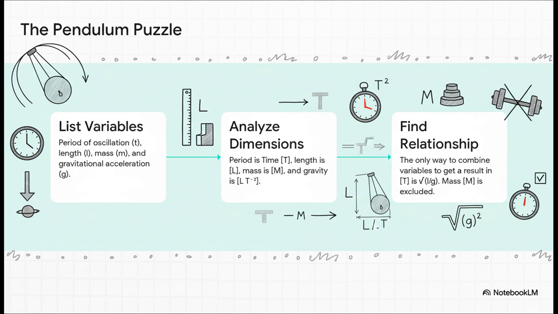Now here's the puzzle. Combine those pieces to get a result that's only in units of time. If you try to stick mass in there, there's nothing else to cancel it out. It just doesn't work. The only combination that spits out a clean unit of time involves just the length and gravity. And this tells us something incredible, something you might not expect. The mass of the pendulum has absolutely no effect on its period. A simple rule of logic just revealed a physical law, and we didn't have to do a single experiment.